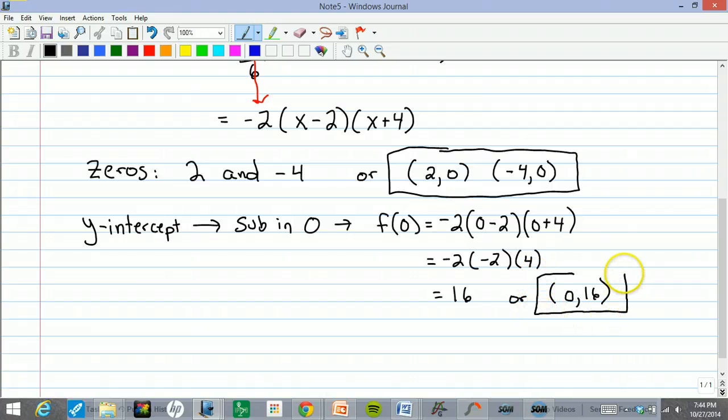So the intercepts are done. Onto the vertex. Once we have the vertex, we have the axis of symmetry, and we can identify the max and min from that as well. So how do I find the vertex from here? Well, we actually use this information: we know that 2 and negative 4 are our x-intercepts.